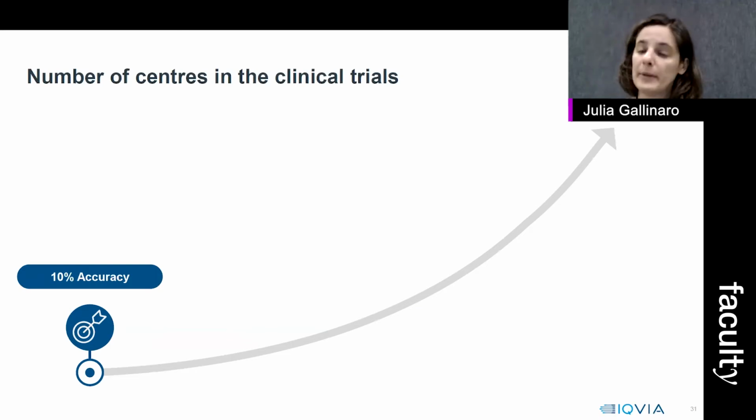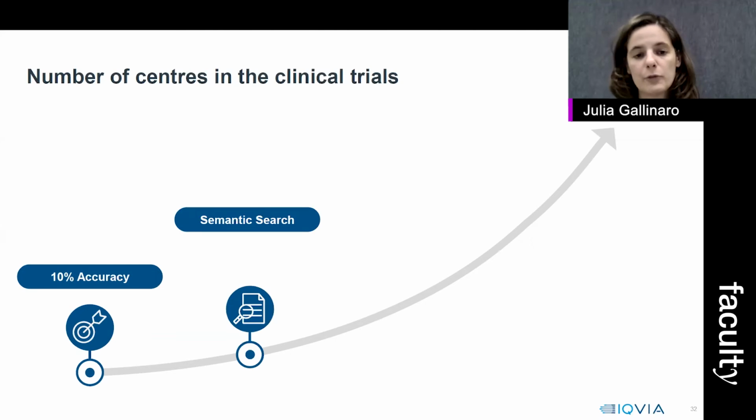So I started by implementing a pipeline to extract this information. For this specific information, the number of centers in the trials, with the most basic pipeline I had at the beginning and the most basic prompts I was using, I had a 10% accuracy. I then worked on optimizing two parts of the pipeline. First, I optimized the semantic search.